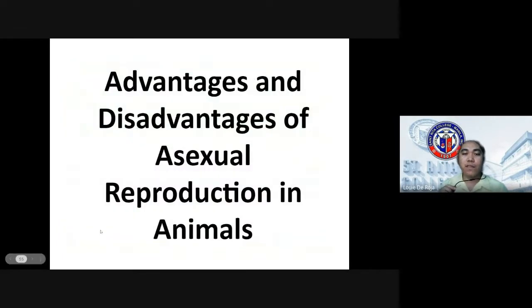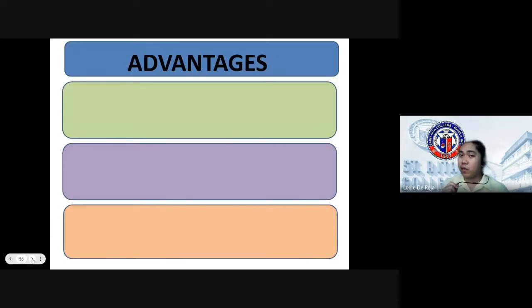Okay, what are the advantages and disadvantages of asexual reproduction in animals? So, may disadvantage siya. Sa tingin nyo, kung asexual reproduction yung meron tayo, eh di, ang bilis mag-overpopulate ng mundo. Siguro madaming tao ngayon. Mas madami pa. Bibilis na lolobo.